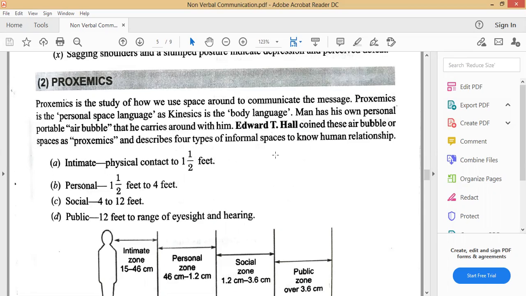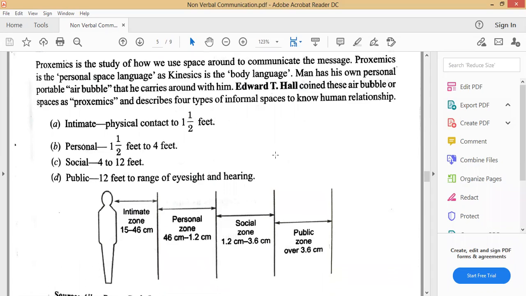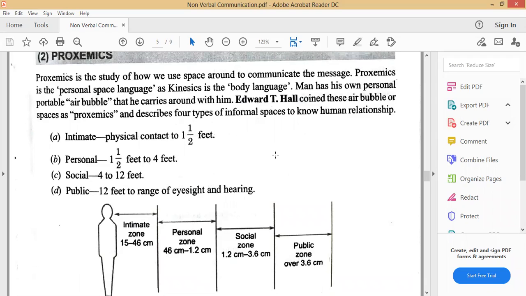First one is intimate, second one is personal, third is social, and the fourth one is public. So here we have a diagram which shows these 4 types. Okay, first one is intimate, that is physical contact, and it goes up to 1.5 feet. Then there is personal space. It starts where the intimate zone ends. ठीक है, so पर्सनल जोन वहाँ से स्टार्ट होता है. It is from 1.5 feet to 4 feet.